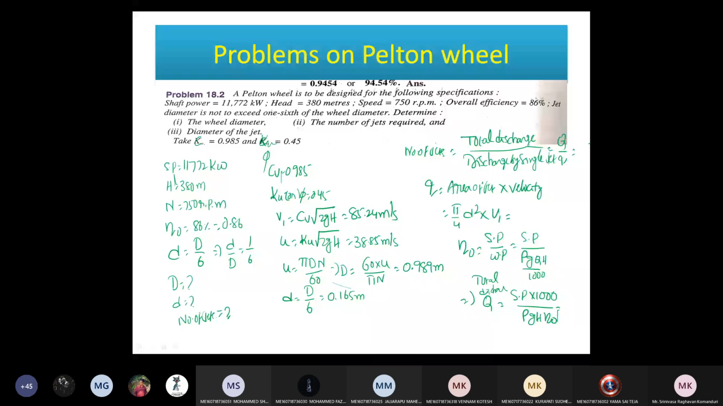Sir, small q is 1.82 meter cube per second.